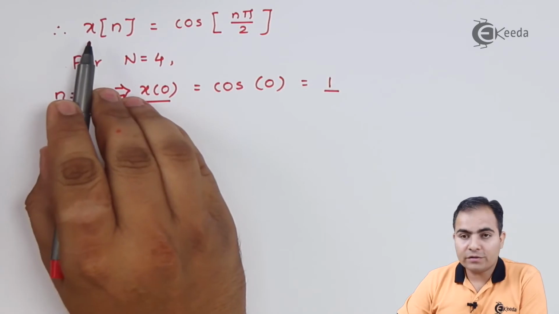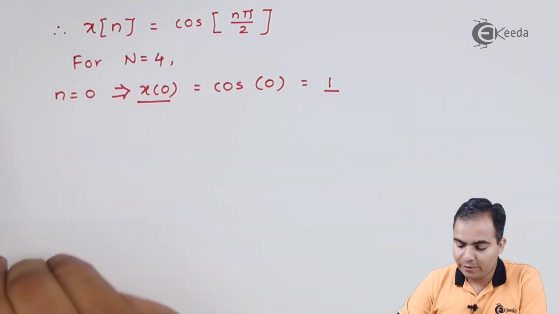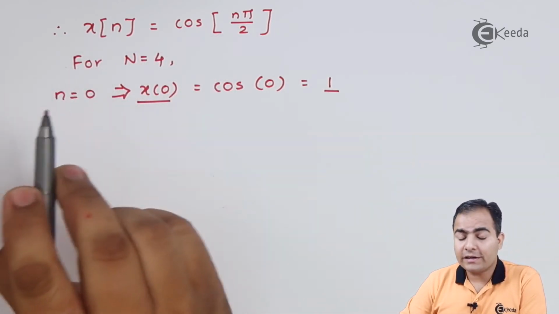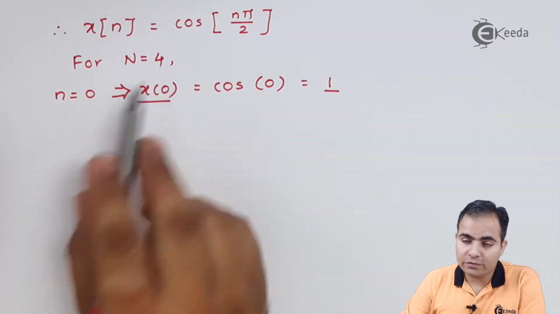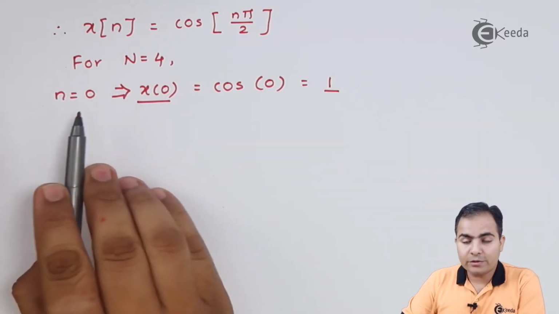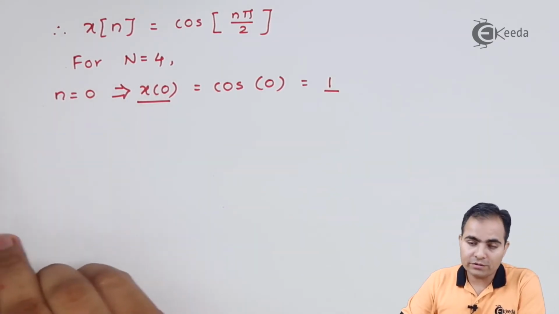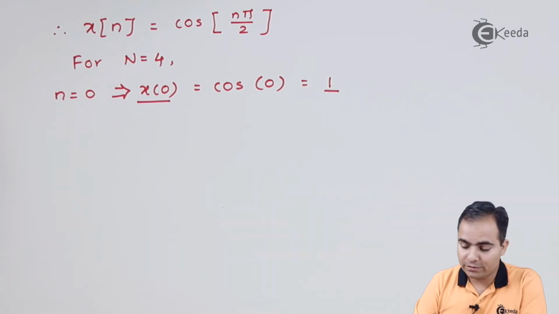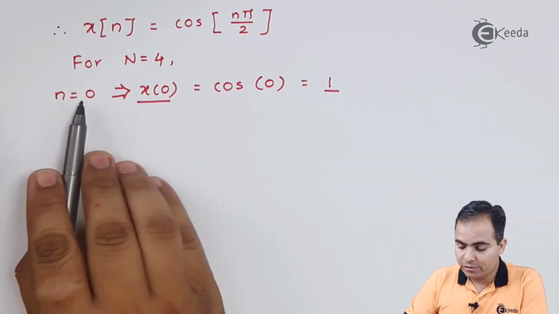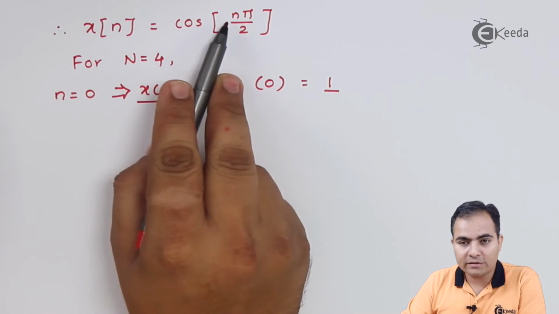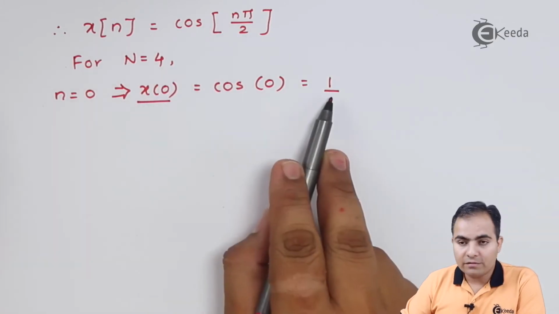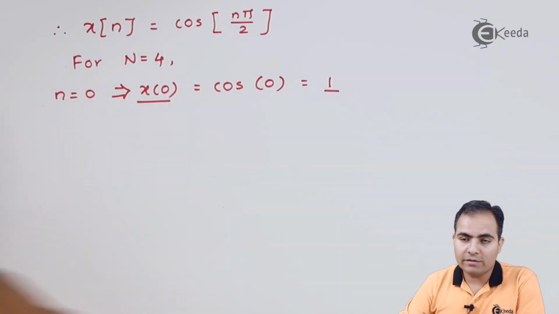Now here, my x of n sequence is given as cos of n pi by 2, and it is mentioned to calculate a DFT for N equals 4, that is, I want a 4 point DFT. So we'll substitute values of n from 0 to 3 so that we will get 4 sample values. First of all, I have taken n equals 0. I have replaced all the n by 0. So x of 0 is now 1, because cos of 0 is always 1.